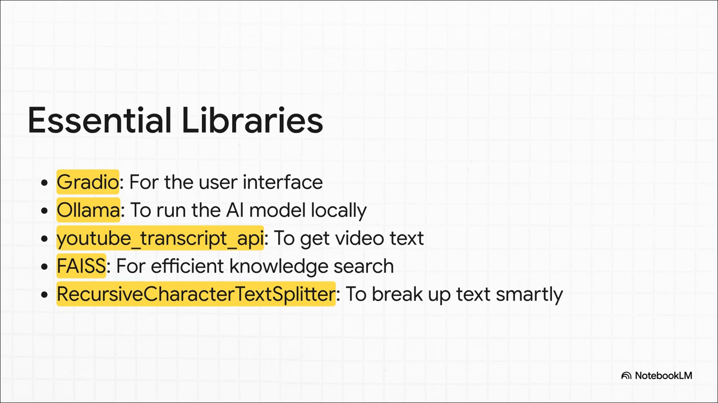Okay, so our toolkit is really like a specialized team of libraries. We've got Gradio to whip up a simple web interface, and YouTube transcript API to grab the transcript. But the real stars of the show, the ones that make this whole local setup possible, are Ollama, which lets us run an amazing model like Llama 3 right on our PC, and FAISS, a super fast search library from Meta AI. We'll see why that speed is so critical in just a minute.